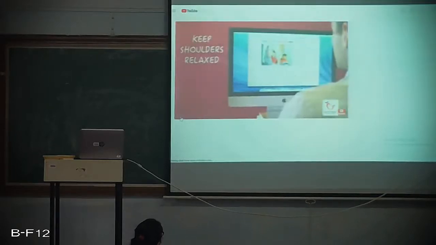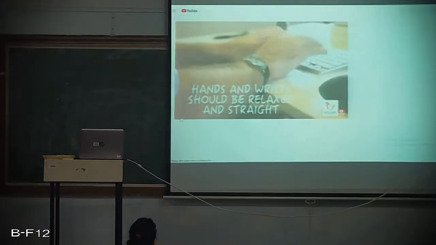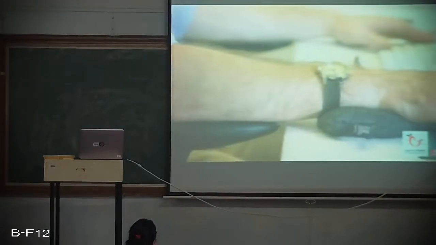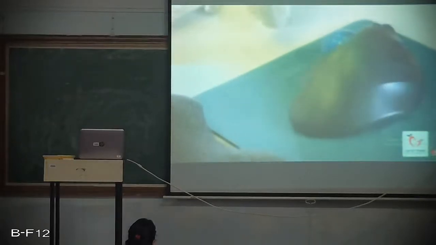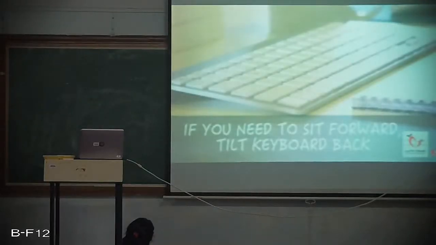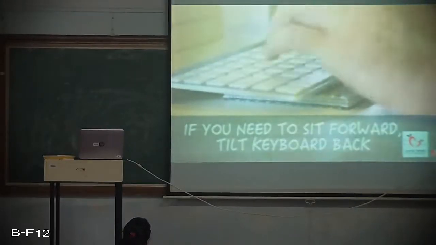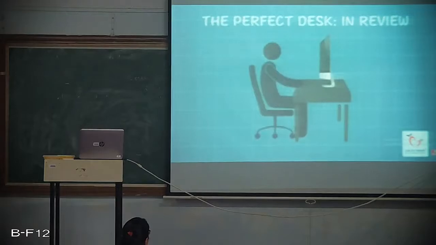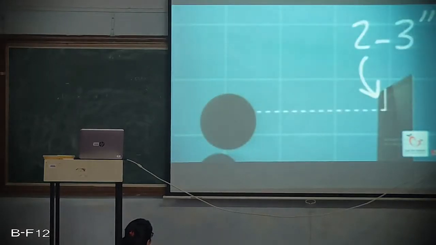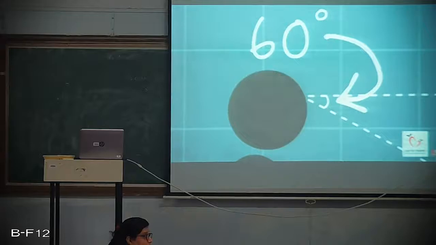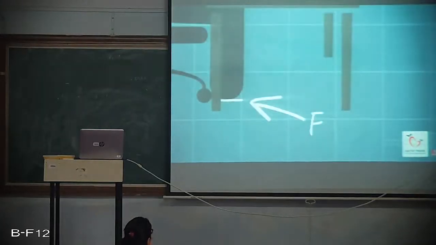Keyboard and mouse, how to keep them. Use the wrist guard to compensate. Trackballs are a good alternative. You can see the angle of 110 degrees between the forearm and the upper arm. If you need to sit forward, tilt the keyboard like this, so the strain on the wrist and the fingers will be less. This is the perfect view. Once again they are showing. This is very, very important because it is mentioned in your syllabus: the design of the keyboard, the design of the desk, the computer desk.